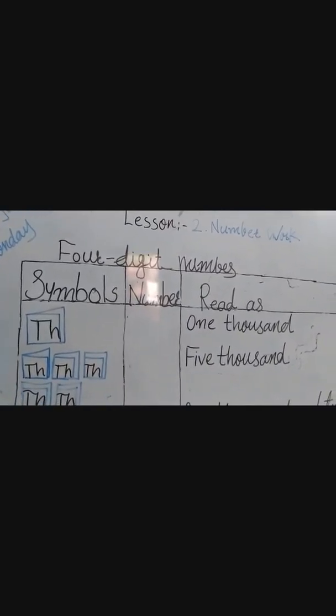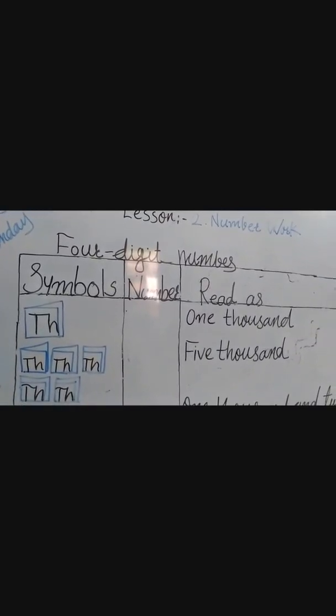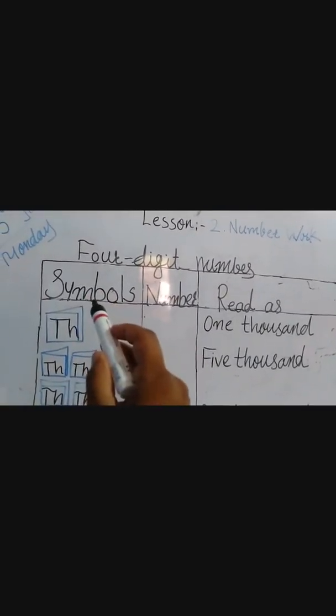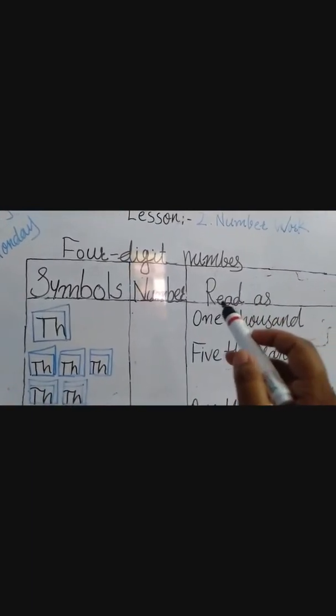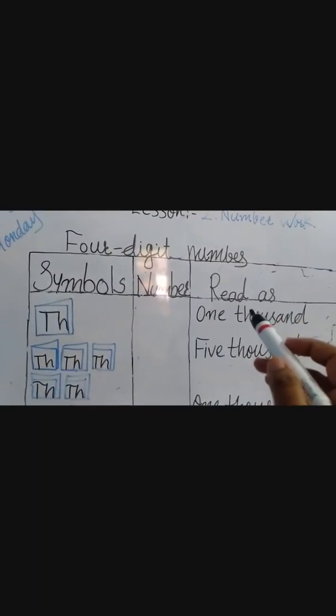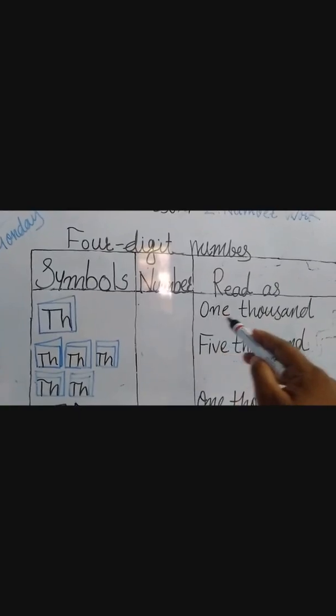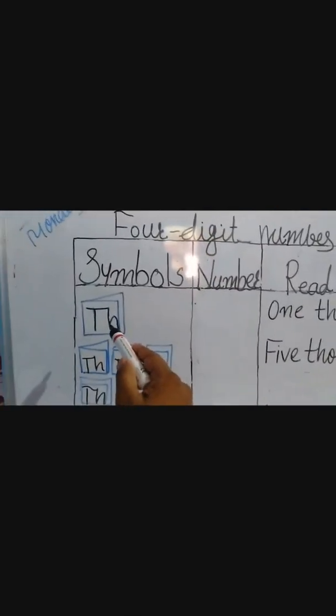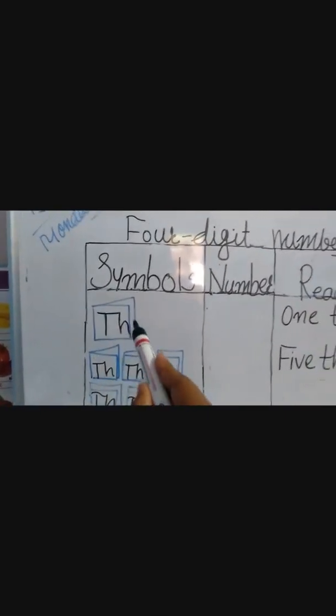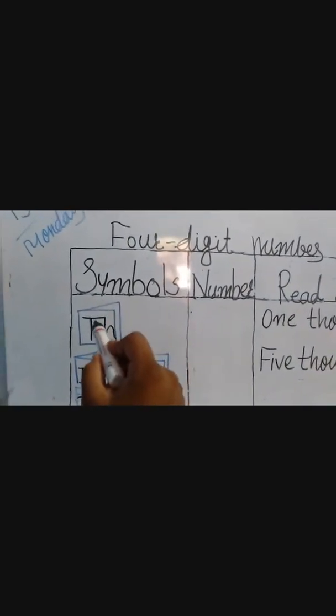Student, I have drawn this chart here from your textbook. Listen carefully. The first column is the symbol, the second is the number, and the third is how to read it. How should you read this number? This symbol is showing the thousands place. TH means thousands place.